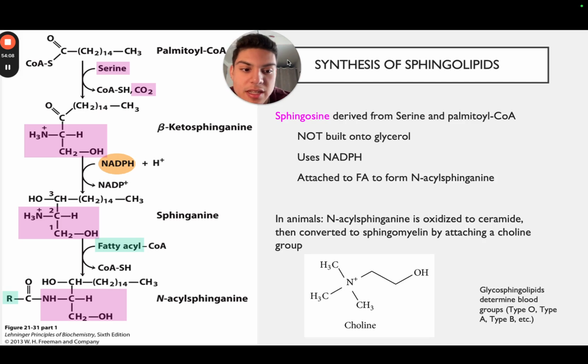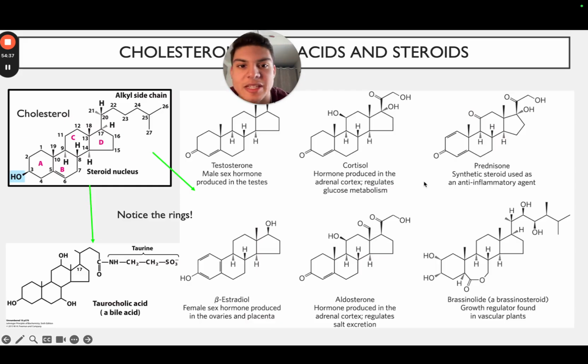And in animals, N-acylsphingolipid is oxidized to ceramide and then converted to sphingomyelin by attaching a choline group right here. As you can see, this is what a choline looks like. And the reason why we bring this up is because sphingolipids are important: our blood groups are determined by glycosphingolipids. That's what we can determine between type O, type A, type B, type AB, and then also with the Rh factors as well. But that makes it more complicated.